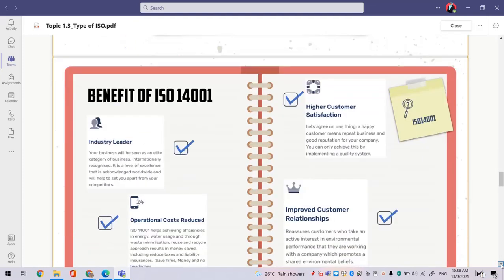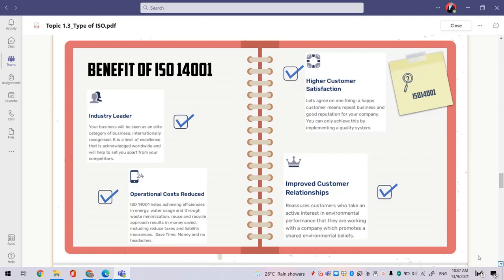What are the benefits of ISO 14001? There are 4 benefits that I will explain here. Number 1 is being an industry leader. Your business will be seen as an elite category of businesses when you apply ISO 14001. It is a level of excellence that is acknowledged worldwide and will help to set you apart from your competitors. Besides that, you can reduce your operational cost by achieving efficiencies in energy, water usage, and through a waste minimization, reuse and recycle approach.